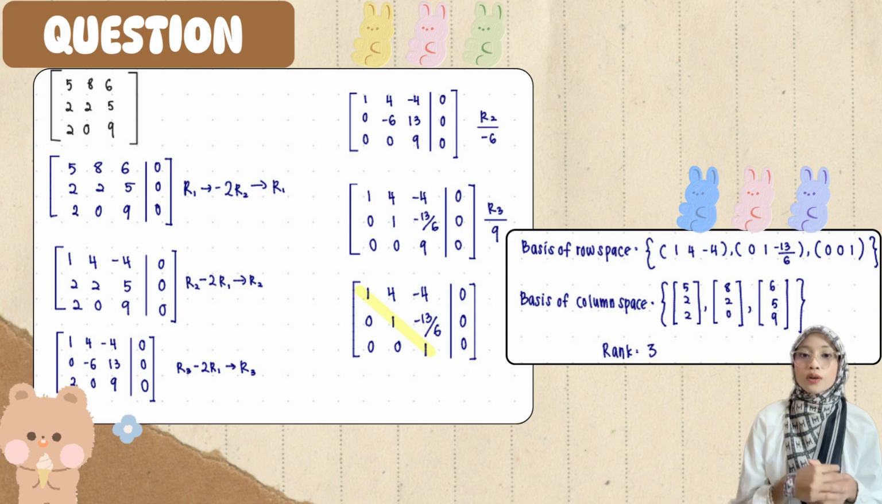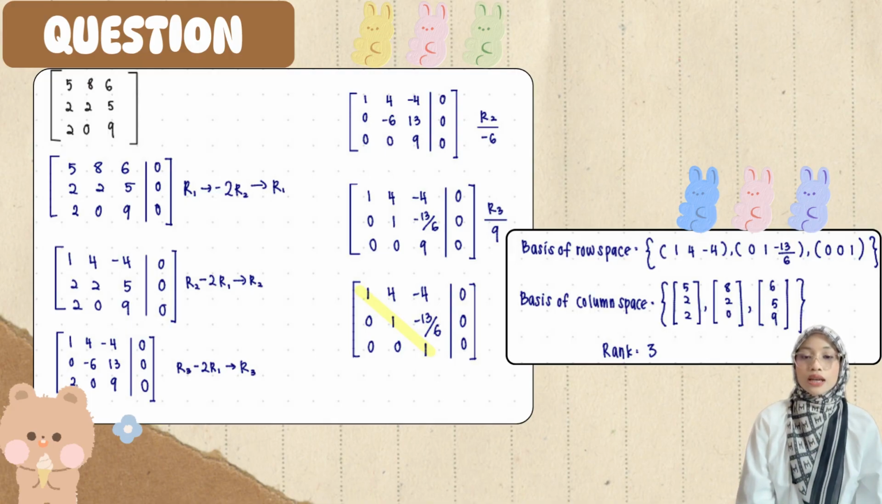Column space. To find the basis for the column space, we look at which columns contain a pivot, a leading one, in the REF matrix. Since all 3 columns contain a pivot, we must select the corresponding columns from the original matrix A. Thus, the basis for the column space is 5, 2, 2; 8, 2, 0; 6, 5, 9.